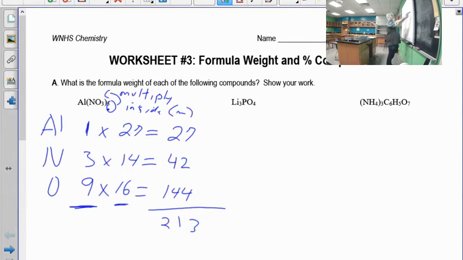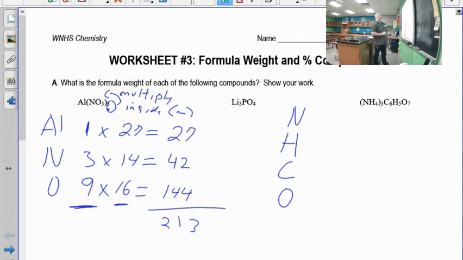Let's do this next one here. This one's a really complicated one, so if you hang with me through this, we should be in great shape. First, again, we're going to identify our elements. We have an N, we have an H, we have a C, we have another H, but we've taken care of H already, and then we have an O.